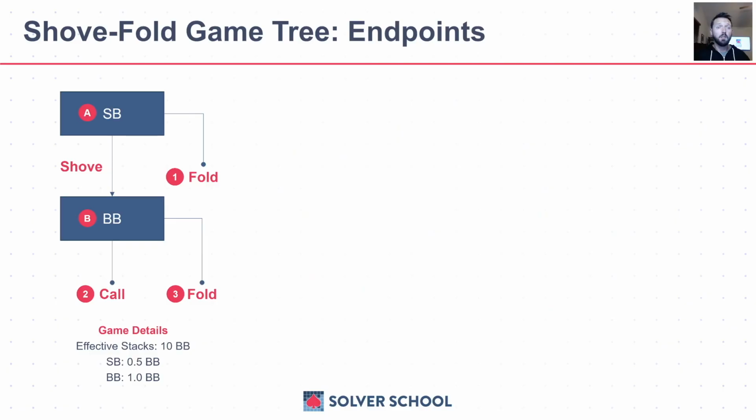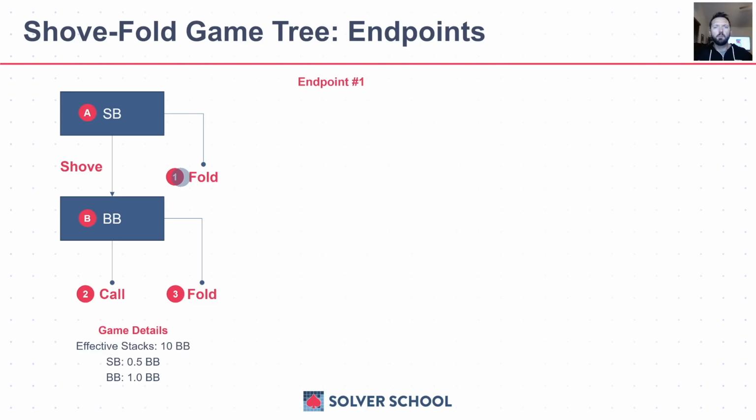I'll start by diving into endpoints, and let's look at the easy ones first, points 1 and 3, where the situation ends in folds. So we'll start with point 1. At this point here, the small blind folds the hand and forfeits the half a blind to the big blind, and the hand is over. There is no action.